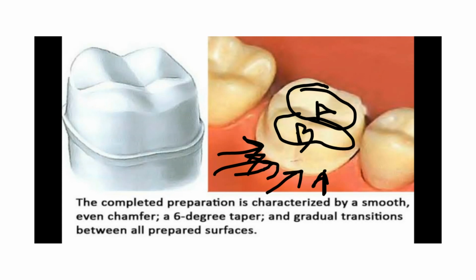So there are various types of margins or finish lines. But what type of margin or finish line we need depends on two factors. Number one, what type of crown we are going to give, and number two, what type of burr we are going to use to prepare that tooth for that specific crown. Don't worry, I will explain this with an example.